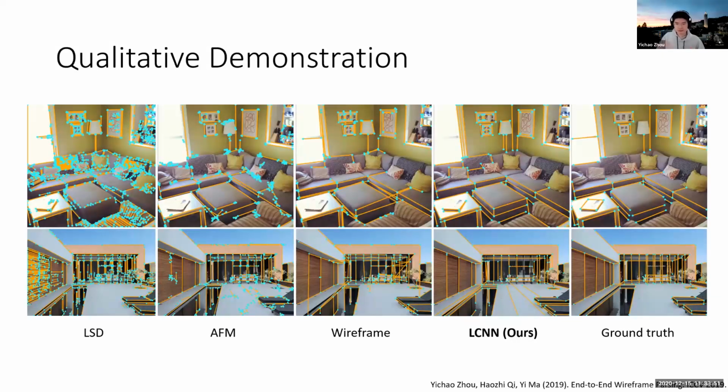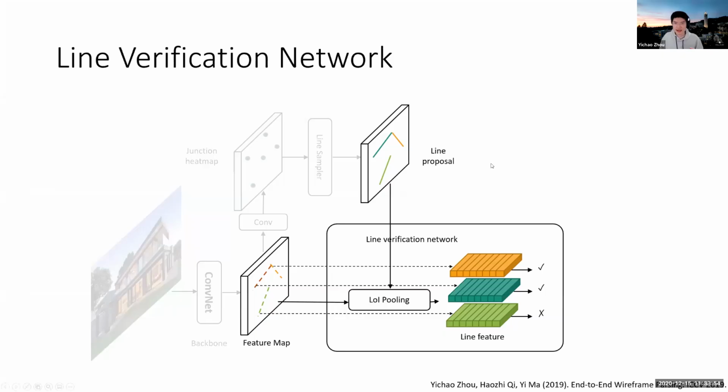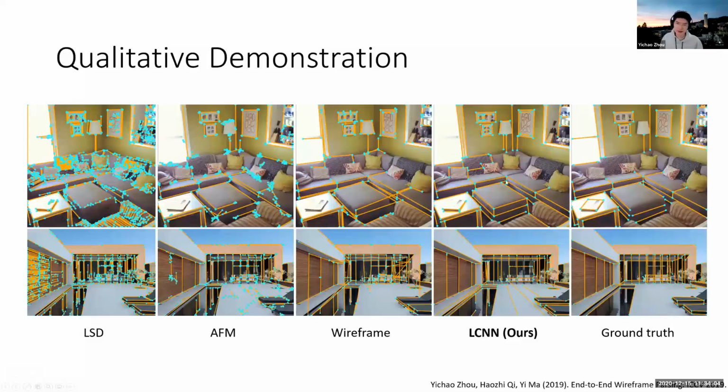The benefit, obviously, is that everything is handled by the neural network. We no longer have a heuristic line search algorithm, and you get a huge performance improvement. LSD is the line segment detector, the traditional one. AFM and the wireframe method are previous neural network-based line detectors. They are also two-stage. You can see our LCNN is generating much cleaner results compared to their algorithms.